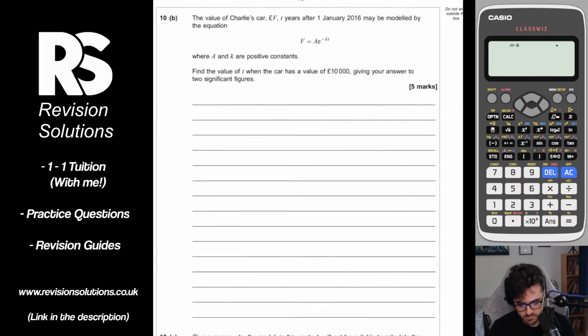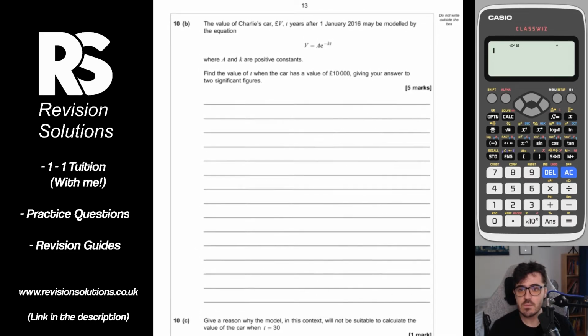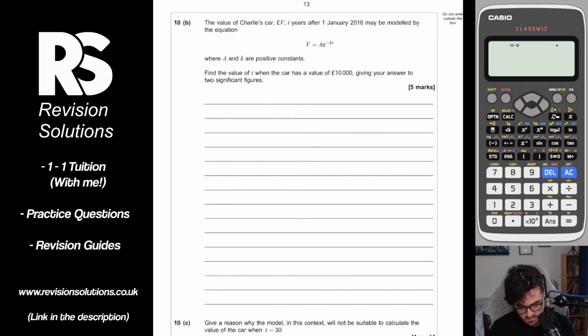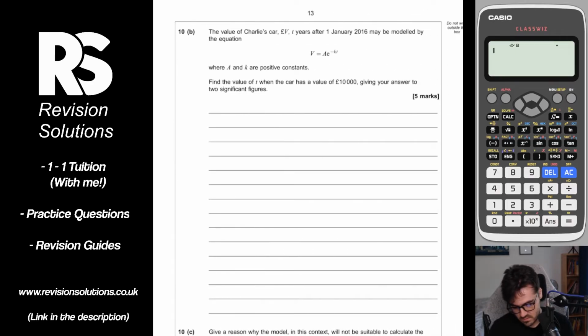So A is simple. That's just always, for an exponential model, the starting value. To demonstrate that's true, if you plug in t equals 0, you get e to the 0, and v will just equal a. So the starting value, which is defined from the unit, so t years after the 1st of January 2016, well, that's what we got earlier, so that's £18,000. So v of 0 is equal to a, which we know from before is £18,000.